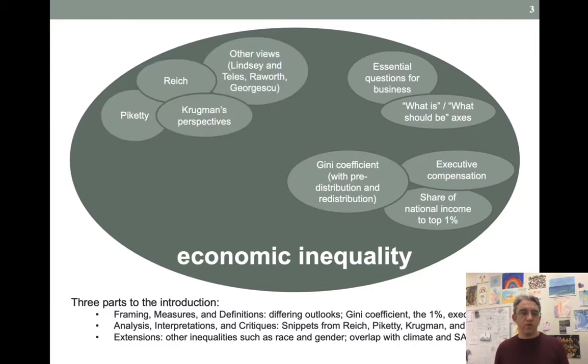In a future module, we'll take a look at a variety of analyses, interpretations, and critiques of where we are and how we got here with respect to economic inequality. We'll go through a few of the perspectives out there. There are too many to cover in detail, but I hope to span the space and give a sense of the different flavors of critiques that exist.